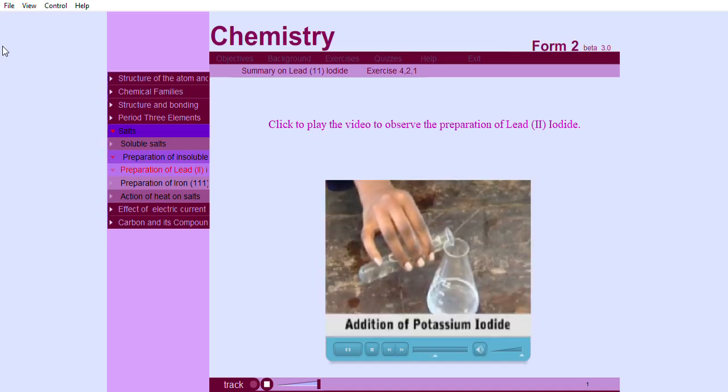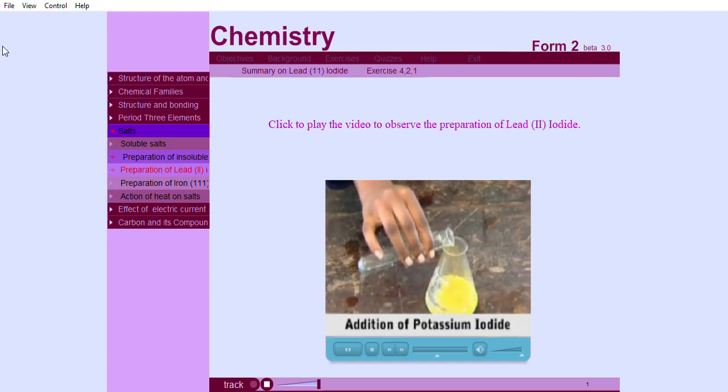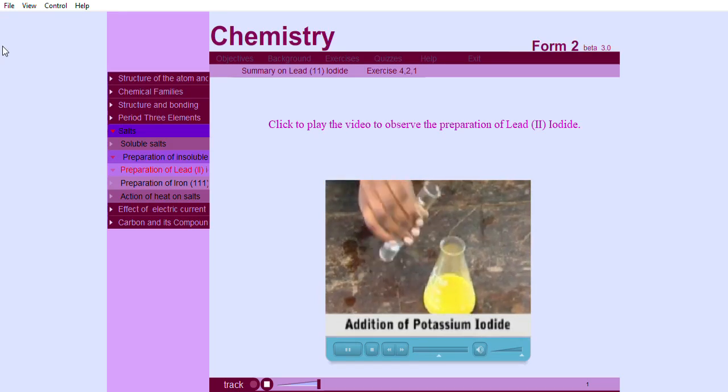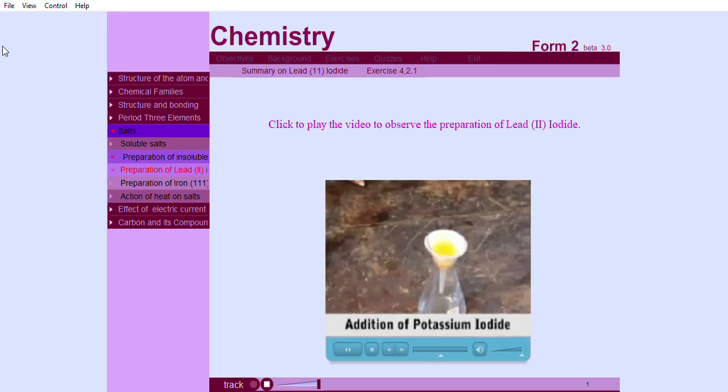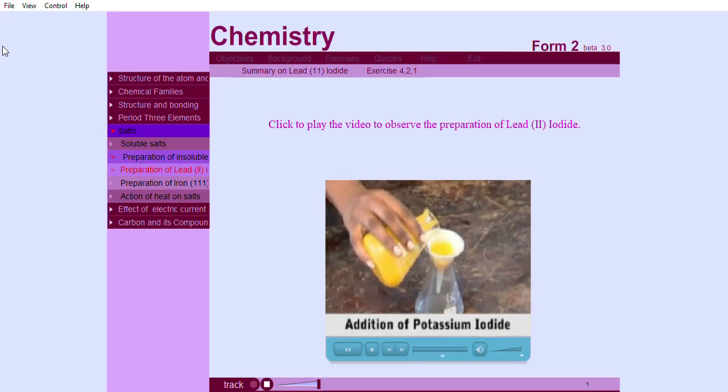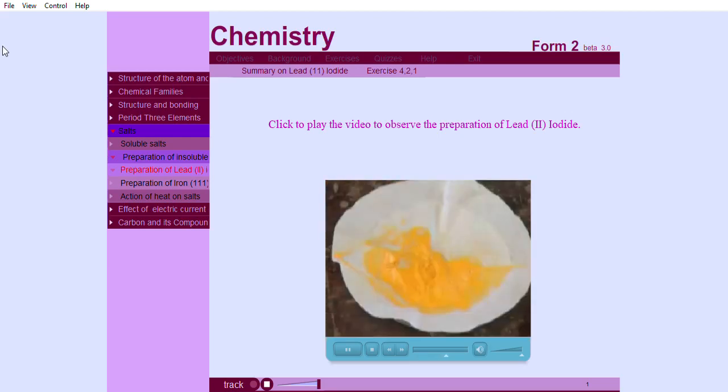Lead-2 nitrate is transferred into a beaker and excess potassium iodide solution is added. The mixture is stirred and filtered to obtain solid lead-2 iodide. The lead-2 iodide solid is washed and dried.